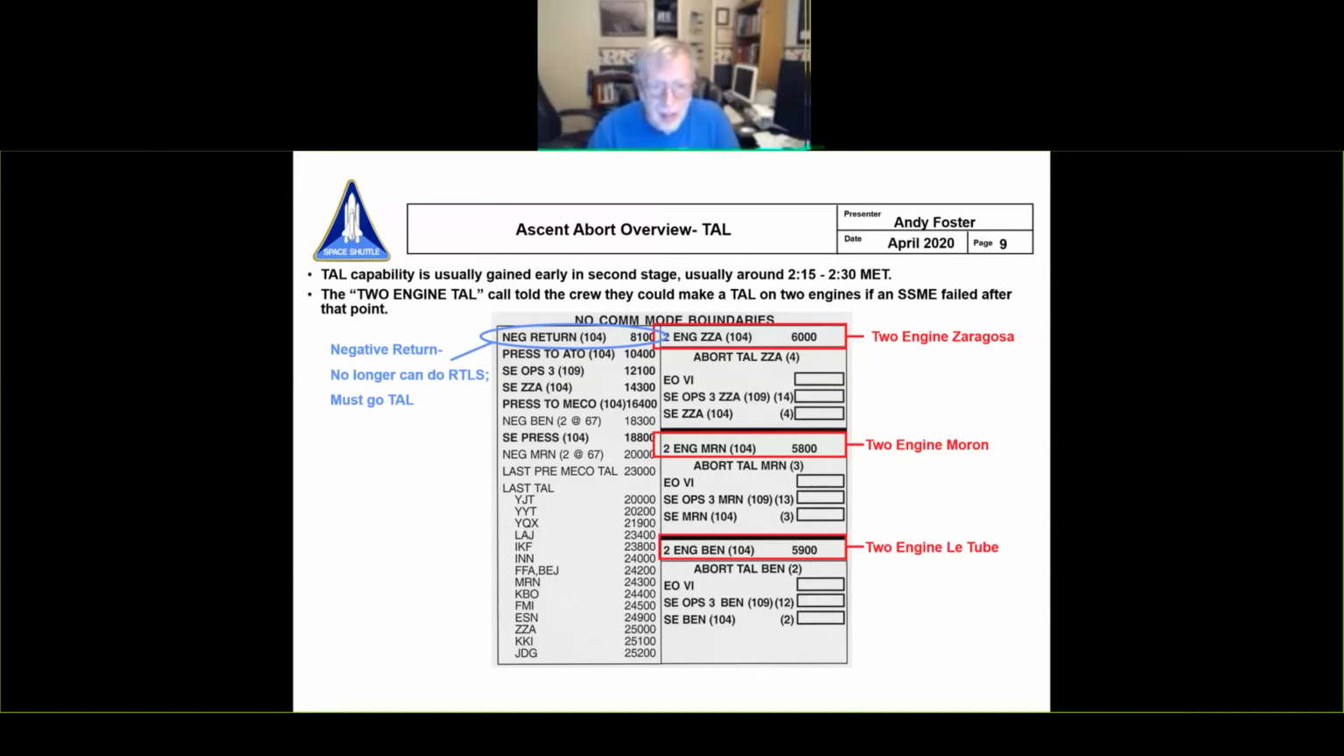underneath you. But really, it was more of a player for different types of systems failures where you needed a fast return to the ground. You lost the RTLS option. It took about 10 to 15 minutes more to do a TAL than it did an RTLS.